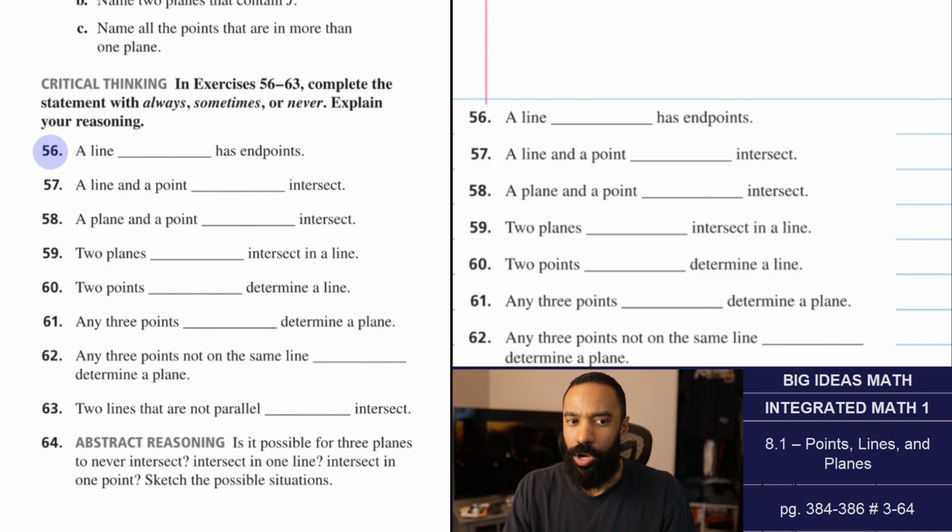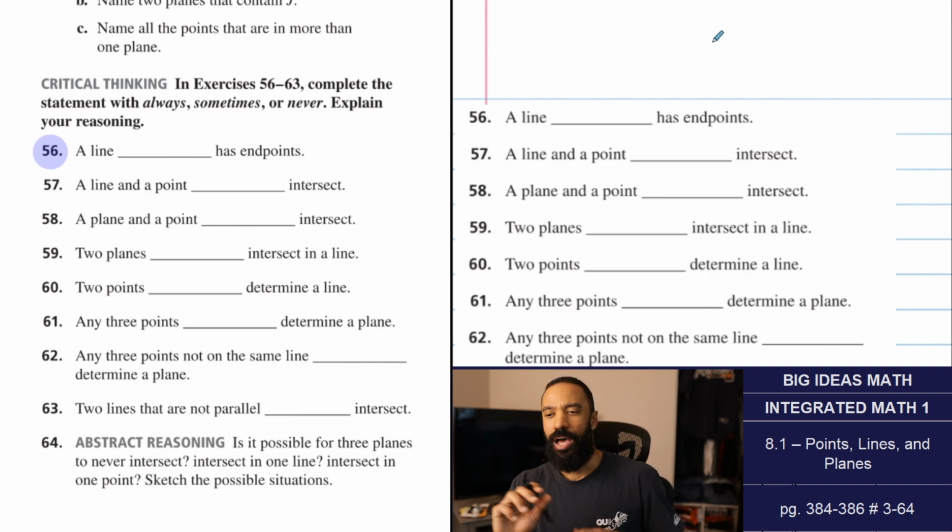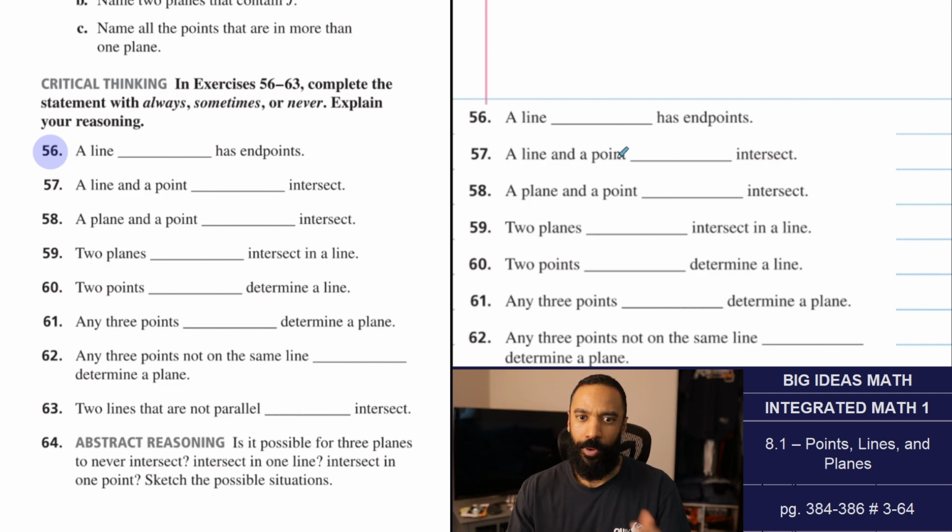All right. So, always, sometimes, or never. Number 56. A line blank has endpoints. A line never has endpoints. Now, it says explain your reasoning. I'm going to do these things out loud. Lines go on forever. They extend infinitely in either direction. Segments have endpoints. A ray has one endpoint.